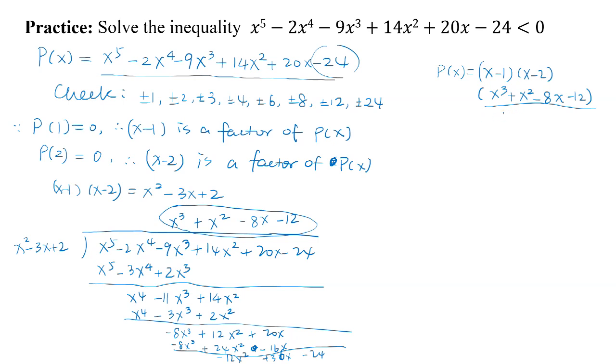So note here, when you put 3 in there, you will get 27 plus 9 minus 24 minus 12, which is also 0, right? So x minus 3 is a factor of the last factor. So let's use the long division again to find all the factors of the last factor.